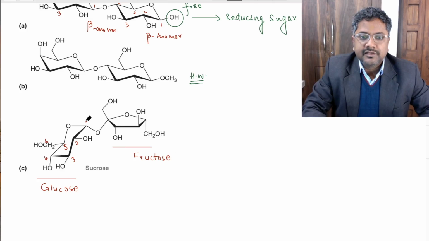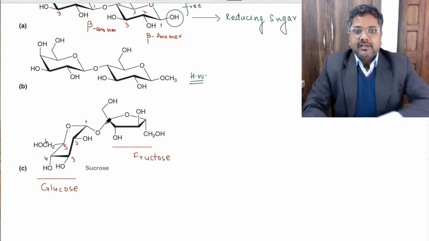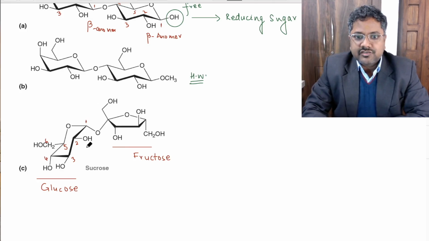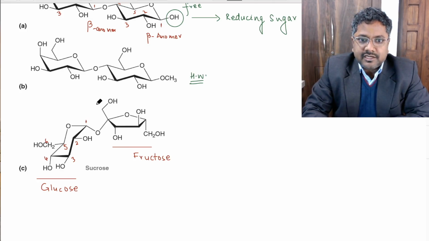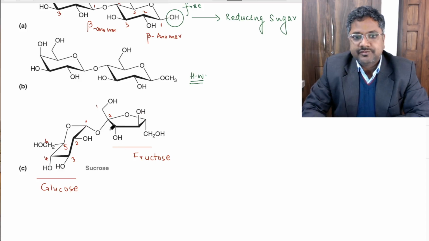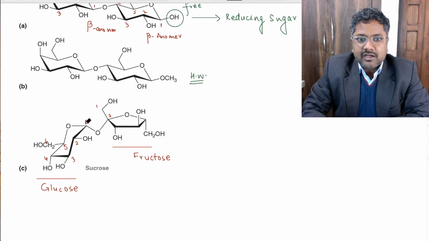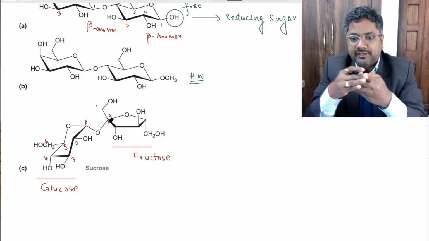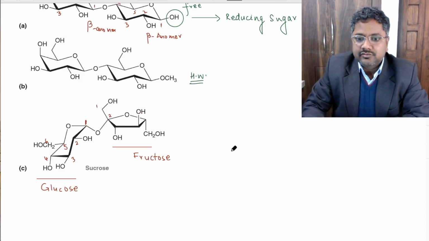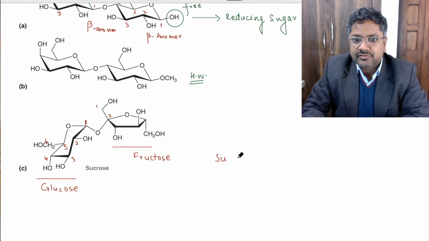Fructose. This is carbon number 1. And you know, in the structure of glucose and fructose, this is carbon number 1 of fructose, this is carbon number 2 of fructose. Means carbon number 1 of glucose and carbon number 2 of fructose joined together, right? So the linkage in sucrose, so I am writing some facts about sucrose.